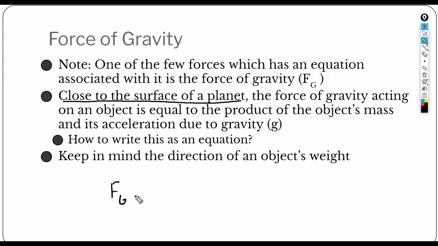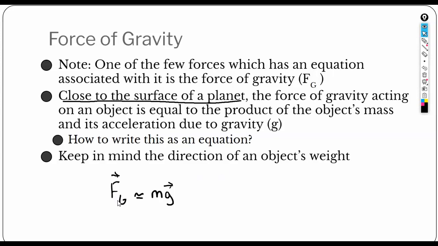The force of gravity close to the surface of a planet is approximately equal to the mass of the object times g, where g is the acceleration due to gravity. And the direction of that force, which is a vector, is the same as the acceleration due to gravity direction, which is down. All right, so pause it there and make sure you add that to your notes. And force of gravity, by the way, is the same thing as weight. So sometimes this is called weight.